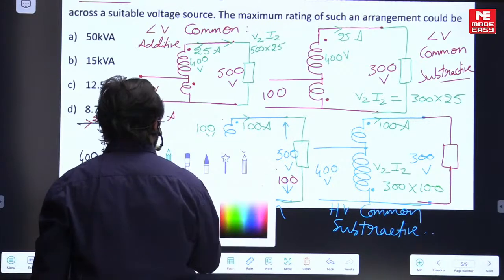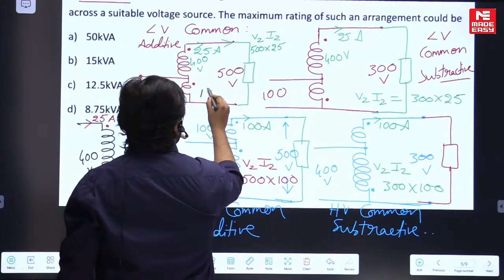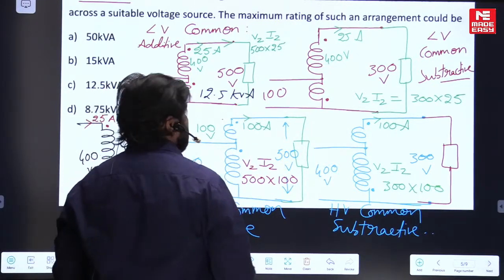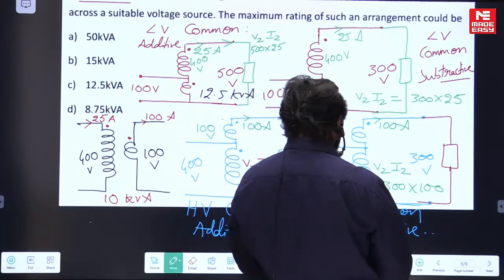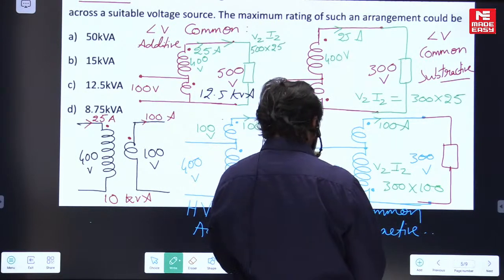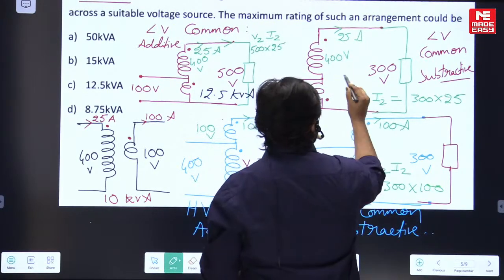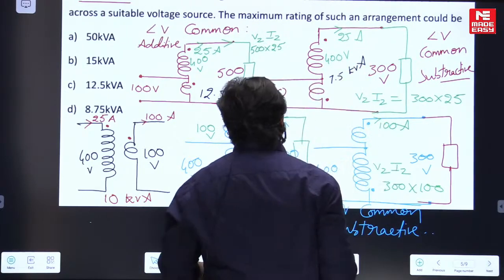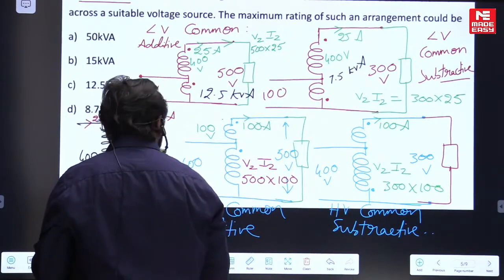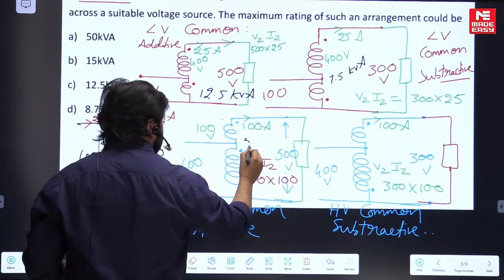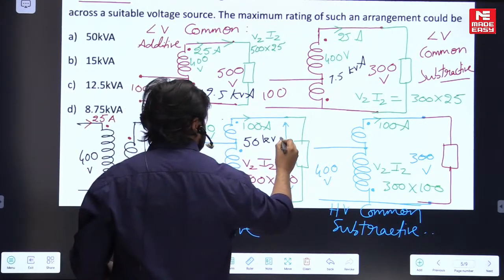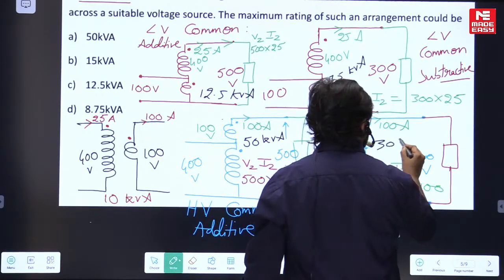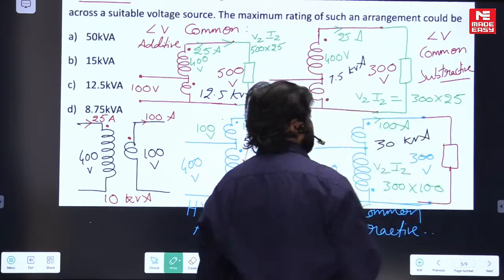This is 12.5 kVA. This is 7.5 kVA. This is 50 kVA. This is 30 kVA.